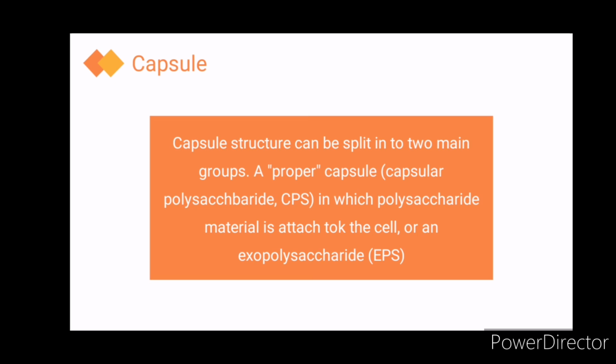Sixteenth, the capsule. Capsule structure can be split into two main groups. A proper capsule or capsular polysaccharide, which we call CPS, in which polysaccharide material is attached to the cell, or an exopolysaccharide, which we call EPS.